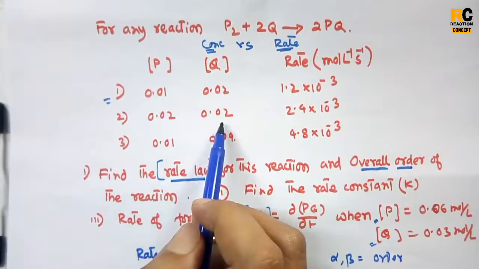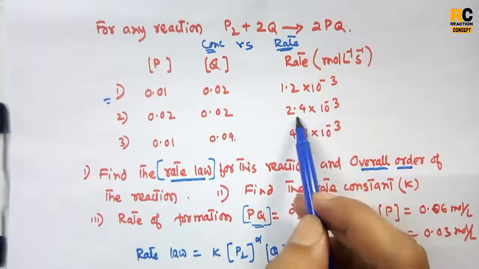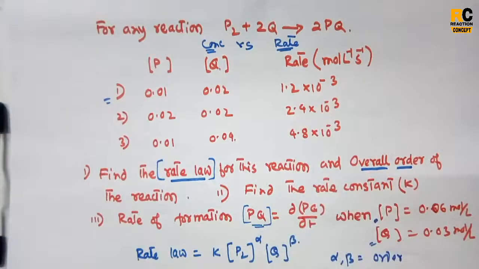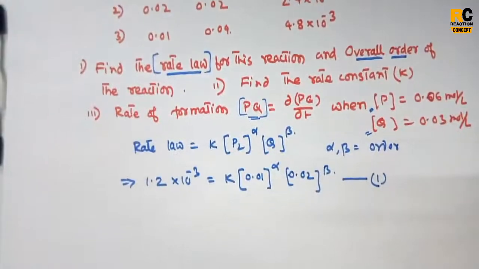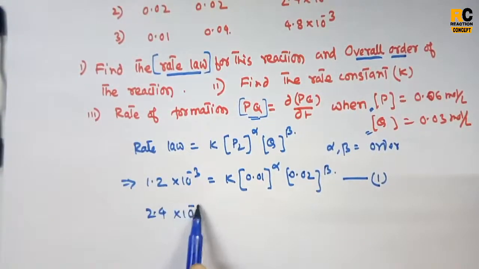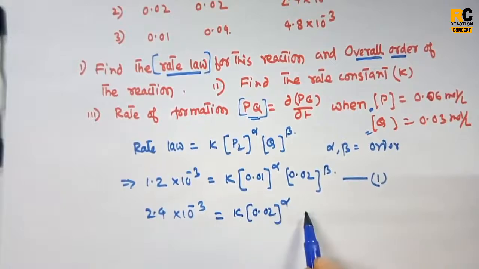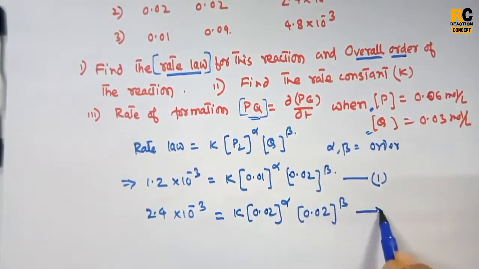When you put the second data, where the concentration of P is 0.02 and Q is also 0.02, the rate of the reaction is 2.4 into 10 to the power minus 3. So 2.4 into 10 to the power minus 3 equals K into 0.02 to the power alpha and 0.02 to the power beta. Number it as equation number 2.